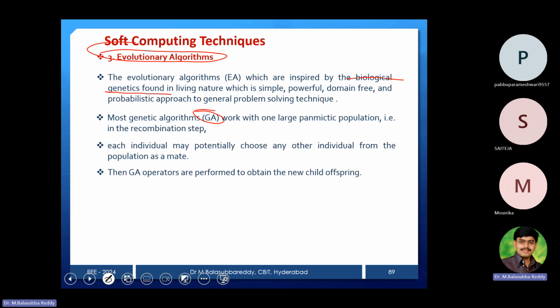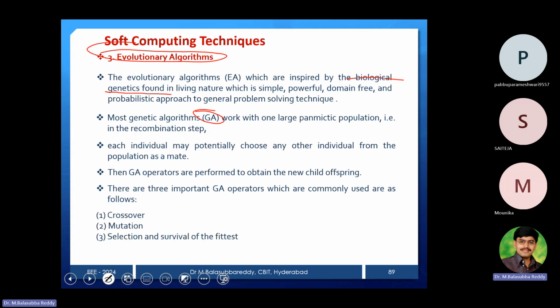The genetic algorithm operators are performed to obtain new child offspring, because they do the combination, and then they can also get another offspring solutions. There are three important genetic algorithm operators: crossover, mutation, and selection. While we are doing the second unit, these three operations only we are going to perform to solve any optimization problem.